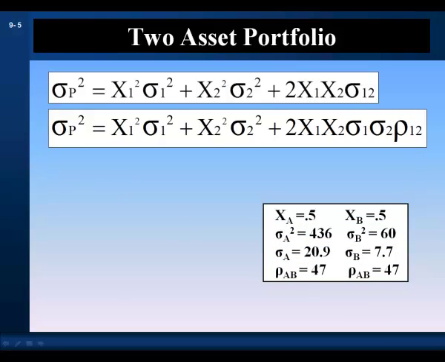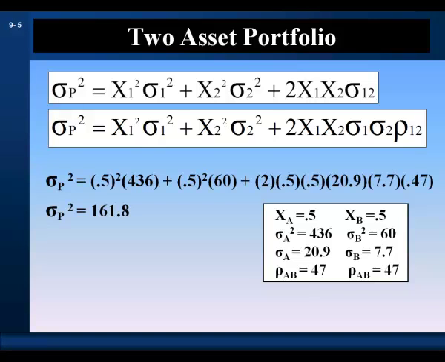Given our values for securities A and B from our previous examples, we can use the model to solve for the variance of the portfolio consisting of A and B. The variance is 161.8. The standard deviation is 12.7%. These are the same values we calculated previously using state contingent returns.